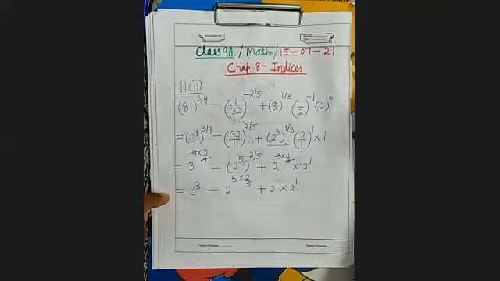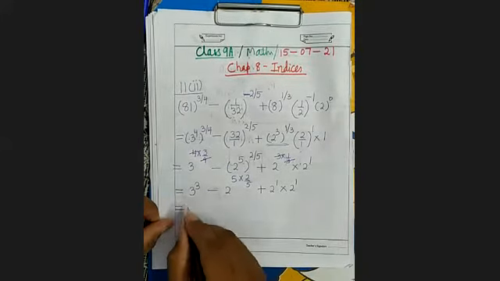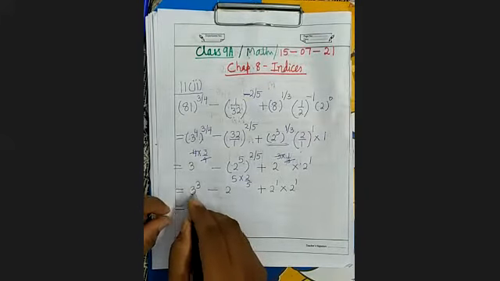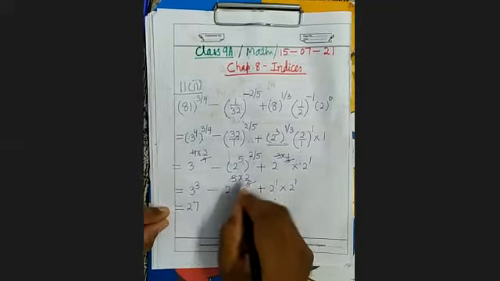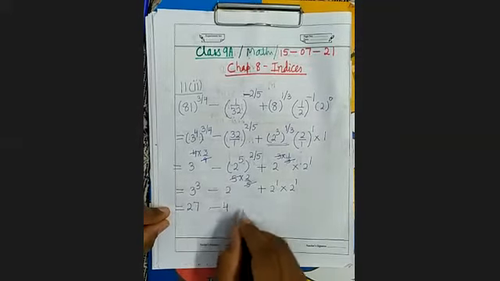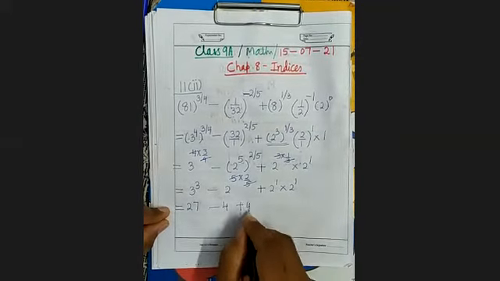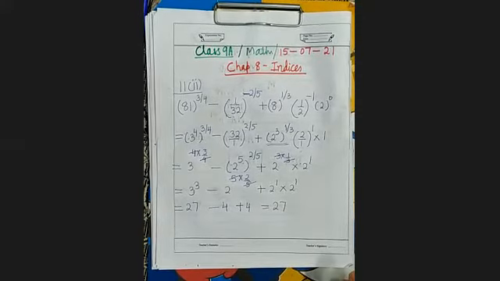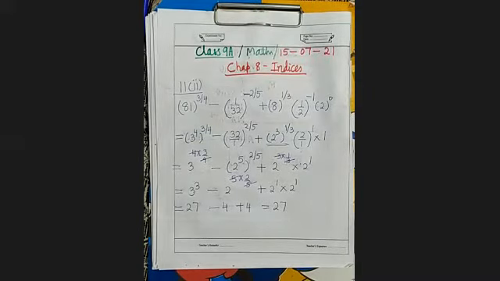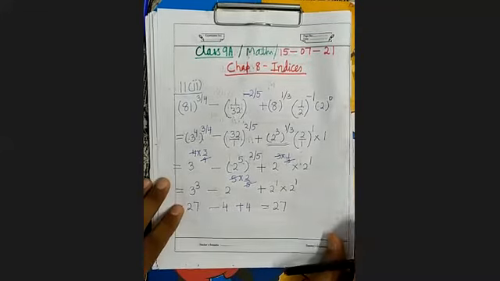When you simplify, it is 27, that is 3 into 3 into 3. Here it is 2 square, so minus 4, and this is also plus 4. Means the answer is 27. Have you understood this question? Yes, sir.